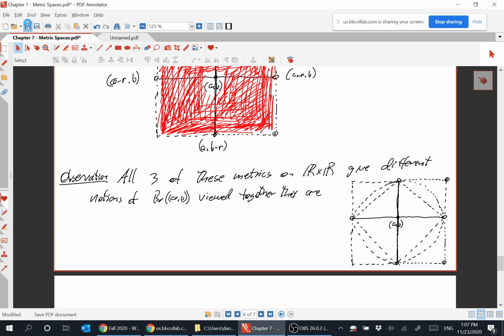Pretty neat. All right. Other metric spaces, I'm not going to touch them.